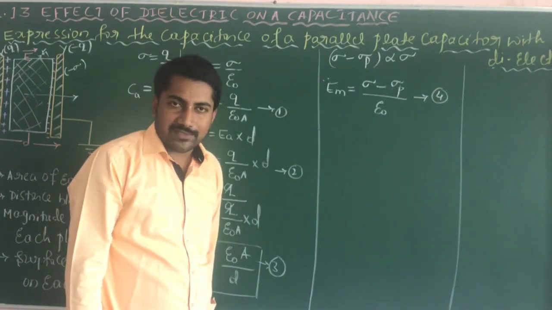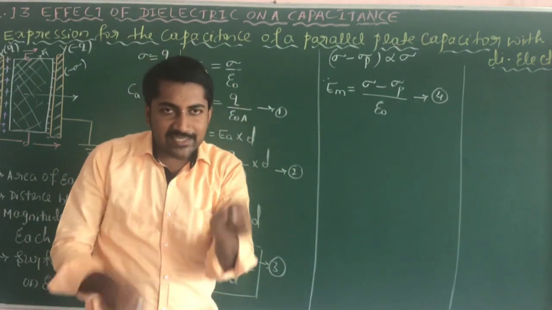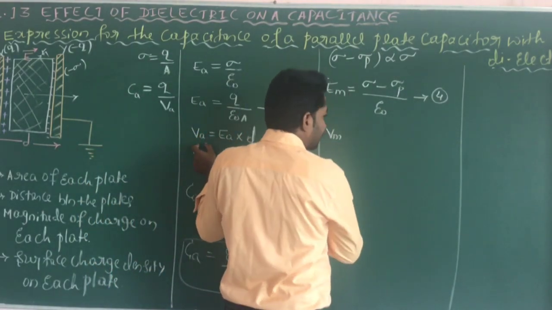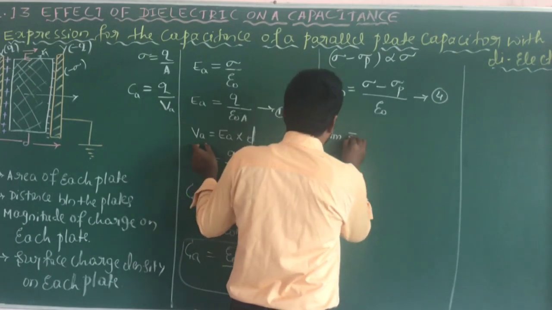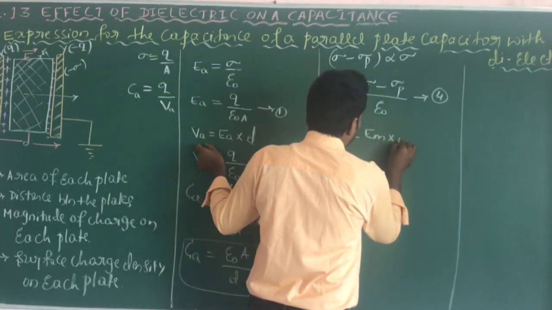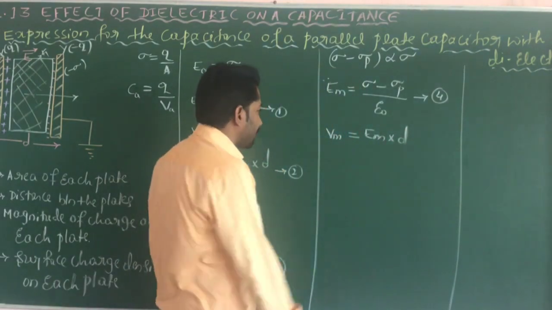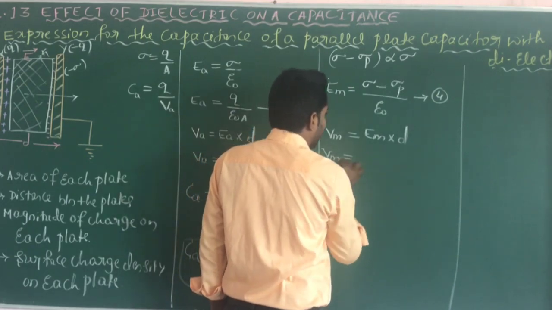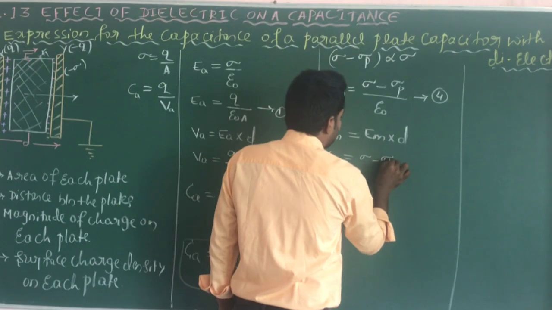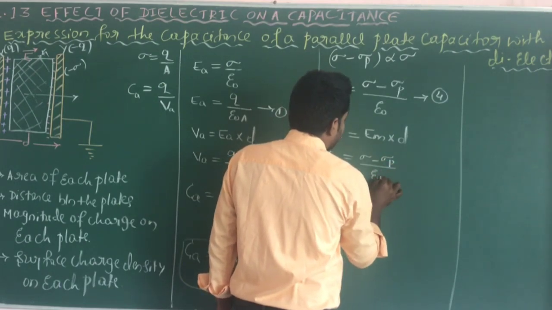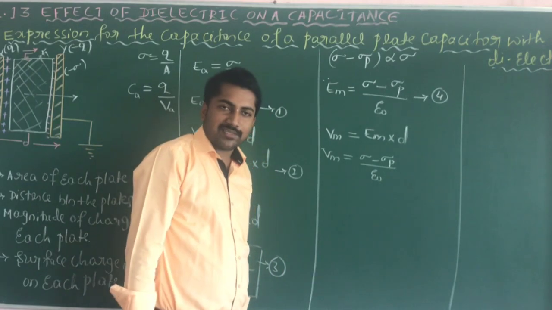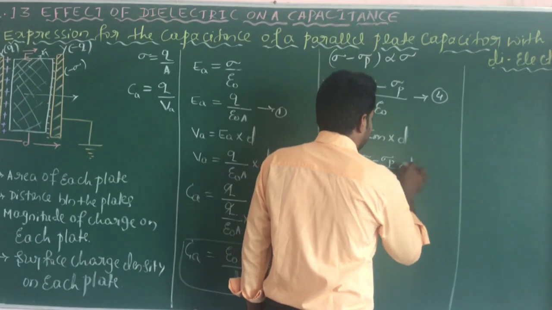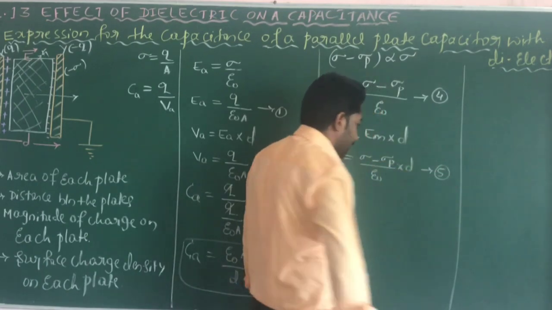Now, the potential difference when the dielectric material is introduced between the two plates. The potential difference for this medium, V_m, is equal to E_m into D, the electric field for that medium times the separation. Now substitute the value, and you get the potential difference in that medium, V_m, is equal to sigma minus sigma p divided by epsilon naught, into D. This is equation number 5.